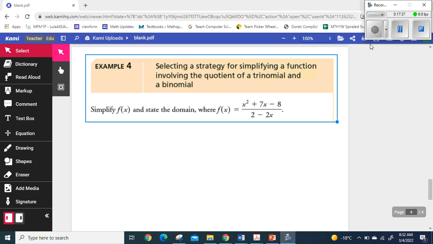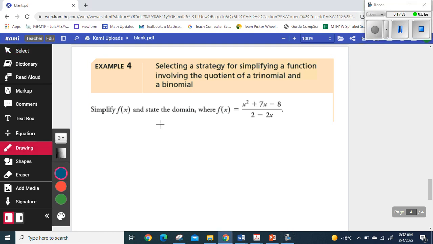Okay, same idea. We've got a polynomial up top and down below, so let's factor each one. All right, I'm just going to write it over here. So we've got f of x is equal to x squared plus 7x minus 8, all divided by 2 minus 2x. So we factor the numerator separately. We factor the denominator separately.